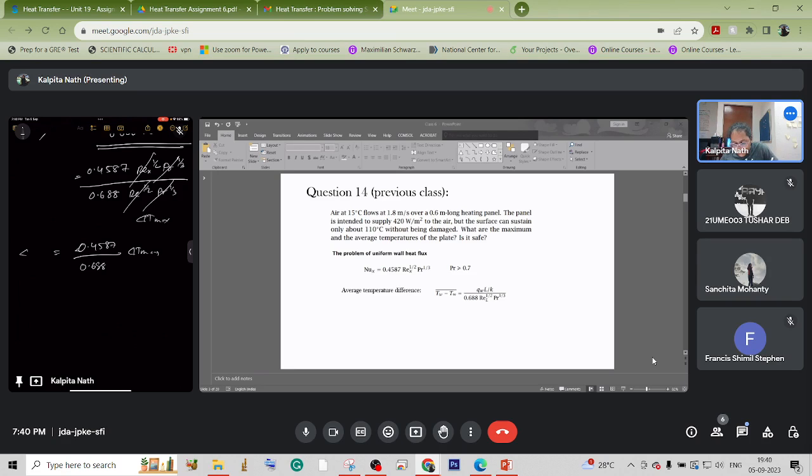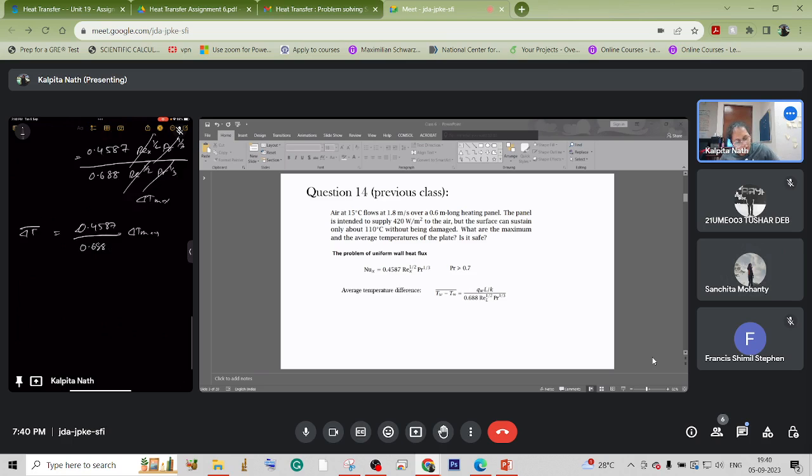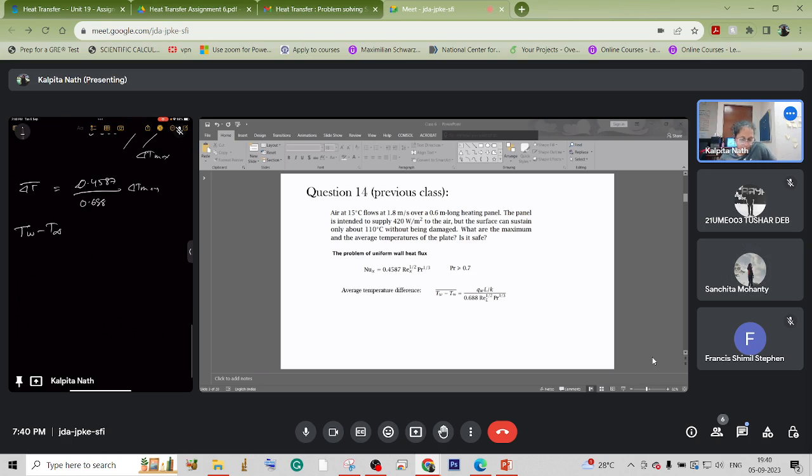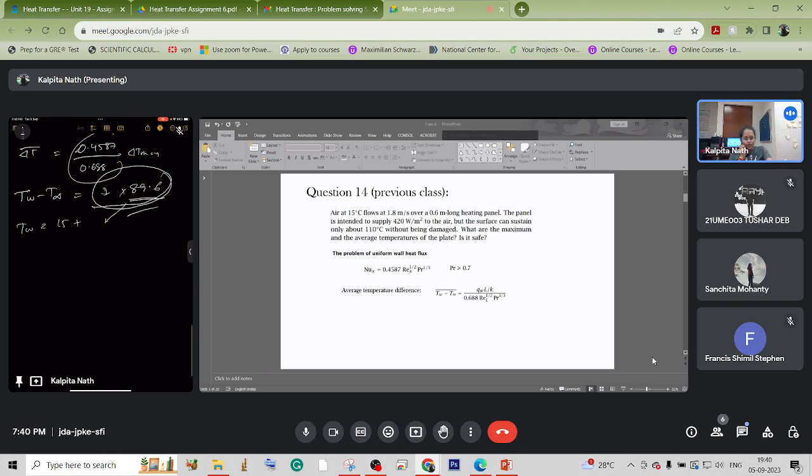This is delta T bar, so this is nothing but TW minus T infinity. This is already given, and this value you will write here, and this delta T max. Delta T max we already have seen, it is 89 point something. So this value you can get easily. Now we need TW. TW will be 15 plus this whole value. Understood? Any doubt?